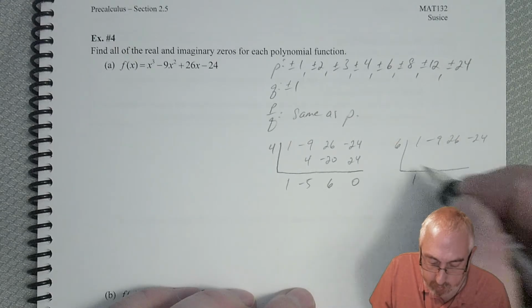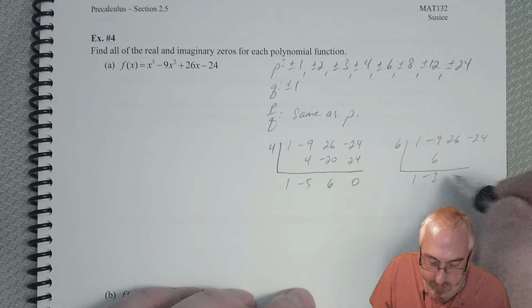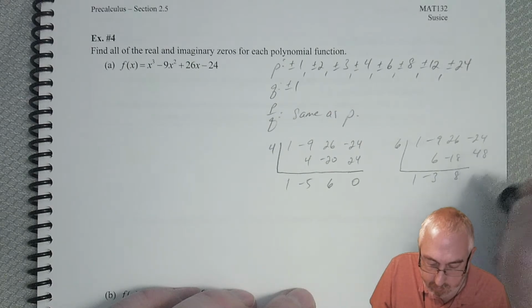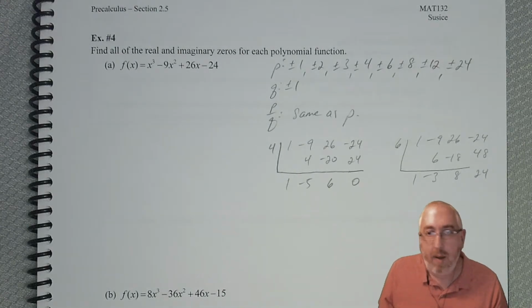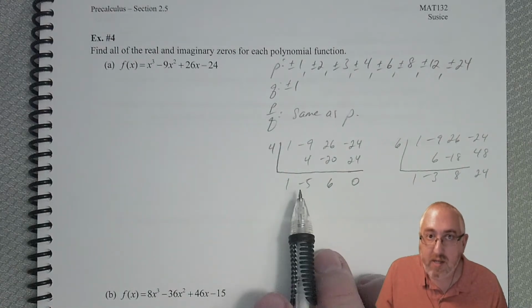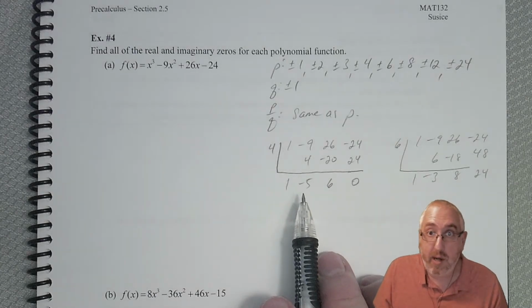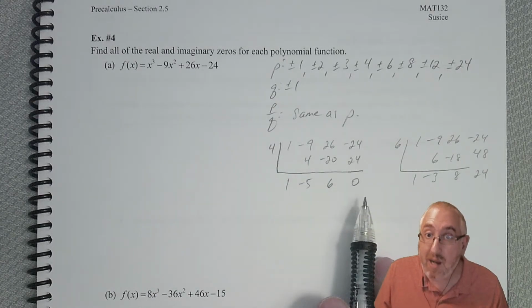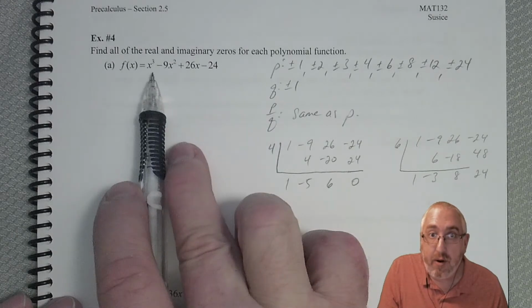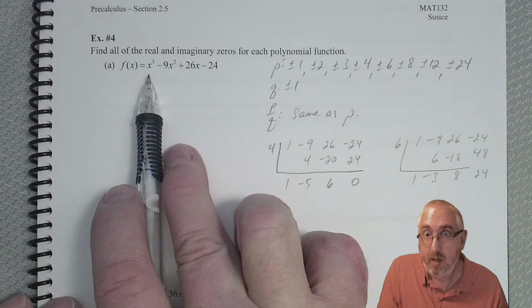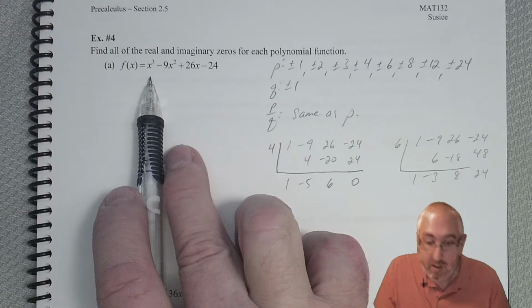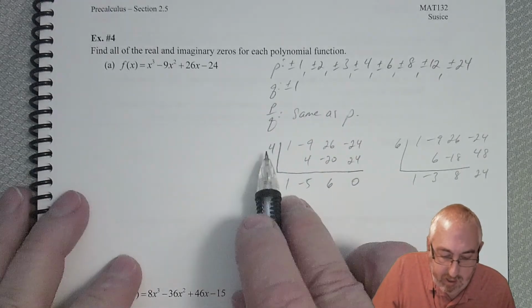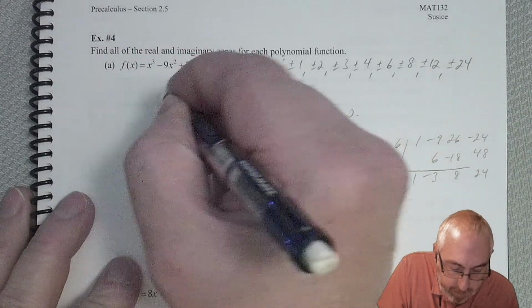So 1, 6, negative 3, negative 18, 8, 48, 24. So that one was not a 0. But like I said, once you find 1, in this case, we can stop. We don't need to keep going and checking for other ones because this is a third degree polynomial. So if we found 1, that means there's only 2 more that are left. So we can actually use this and rewrite our polynomial.